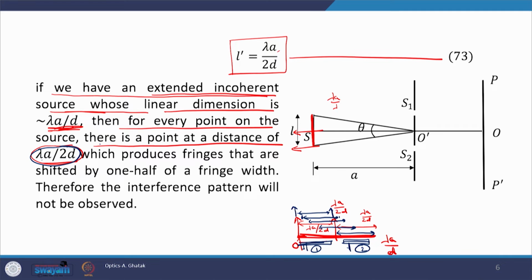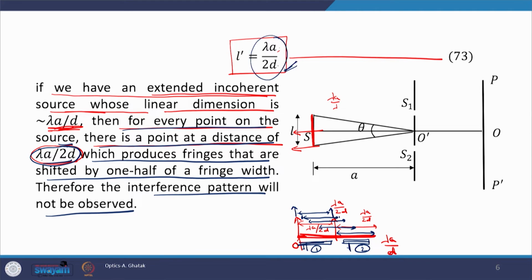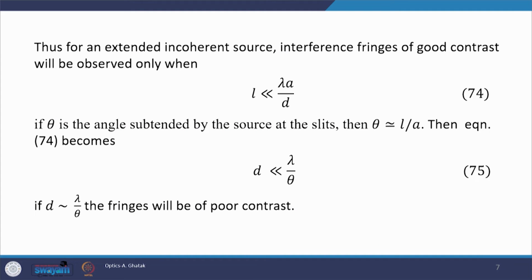It means for every point on the source, there is a point at a distance of lambda A by 2d, which produces fringes that are shifted by half of a fringe width. This means that the two fringes would be out of phase by 180 degrees, meaning the maxima of one will fall on the minima of the other, and therefore the resultant pattern will not be observed. We will have a uniform background. The same thing we did in the spectral domain for temporal coherence, and for spatial coherence we are doing it in space now.